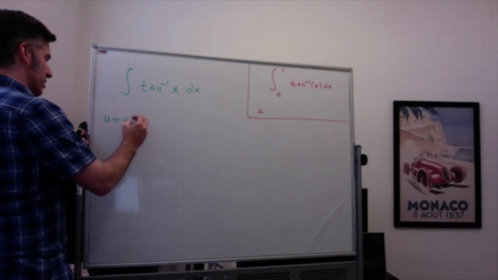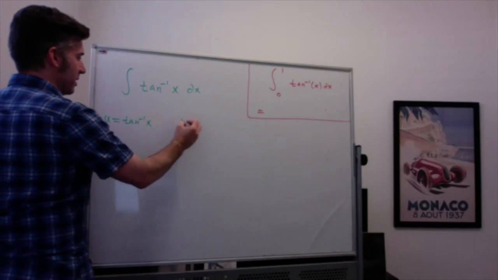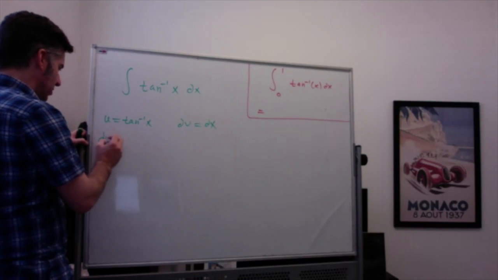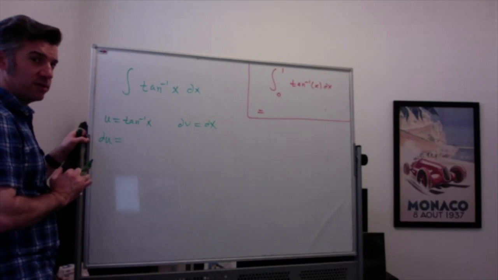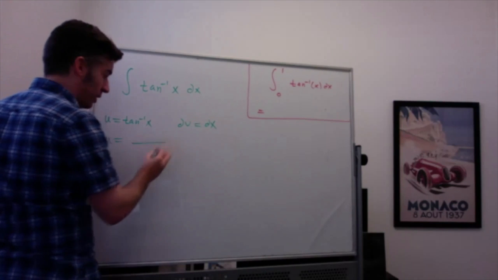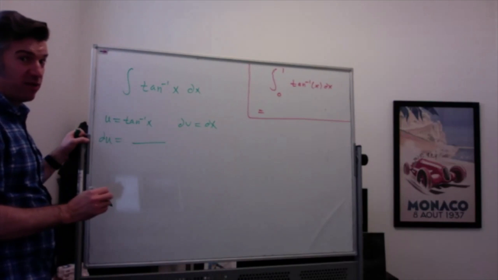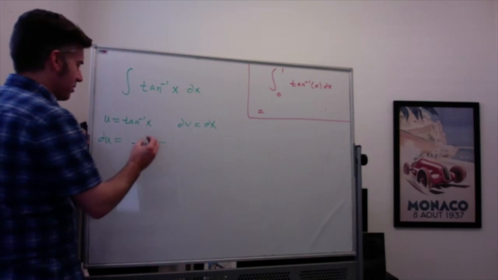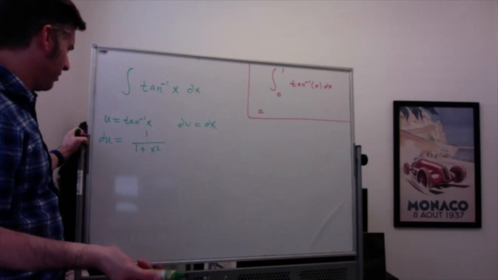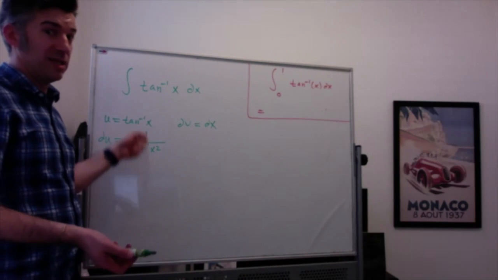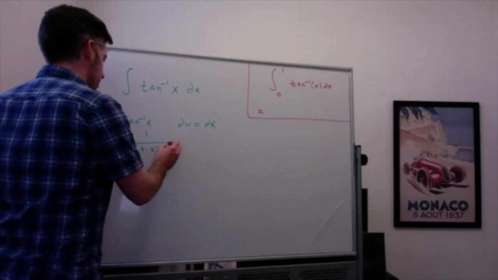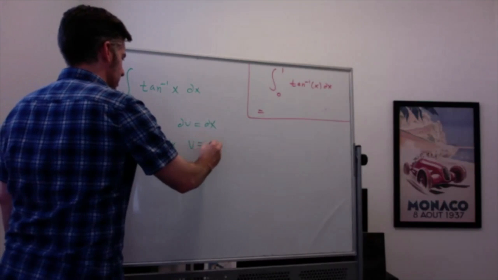u is inverse tangent. dv is the rest. How exciting. du is, what's the derivative of the inverse tangent? It's a fraction. It's definitely a derivative you need to know, because you know the integral. I think we talked about how the integral of 1 over 1 plus x squared is the inverse tangent, because the derivative of the inverse tangent is 1 over 1 plus x squared dx. And then our v is just x.